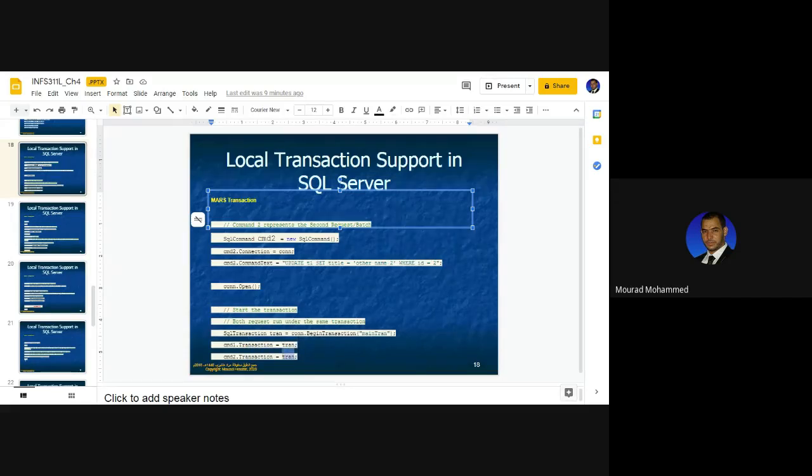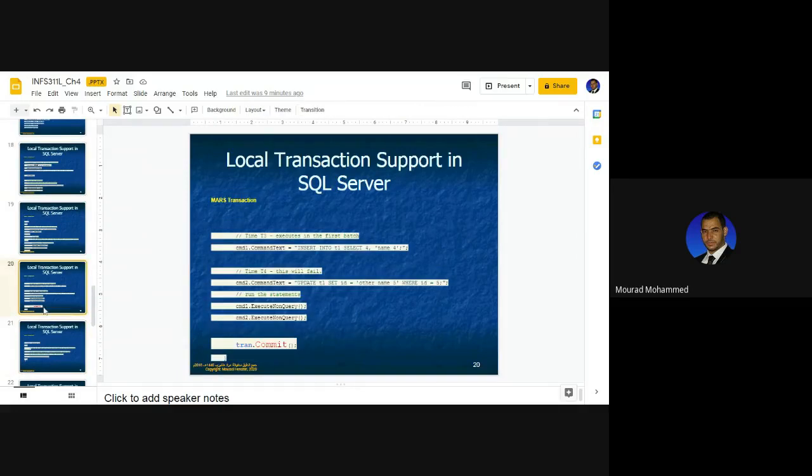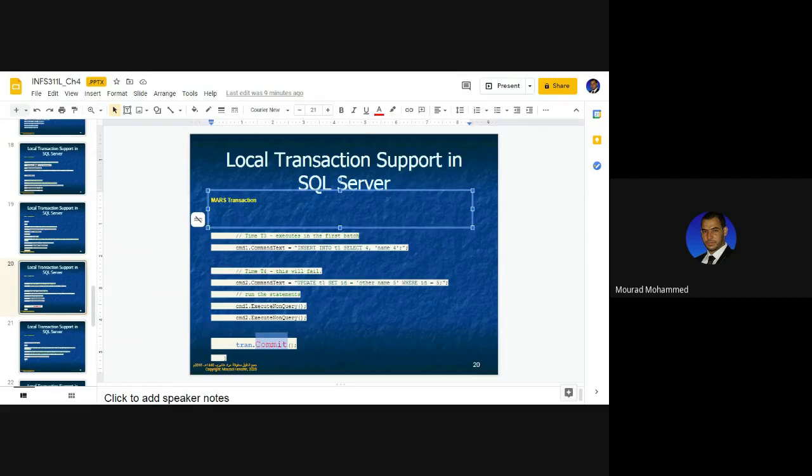See the tran. This tran is a SQL transaction beginning here. What are the commands? Command 1, command 2. Are you going to commit the tran with command 1 or the tran with command 2? Are you going to roll back the tran with command 1 or the tran with command 2? You cannot. Either you commit the tran, or you roll back the tran.